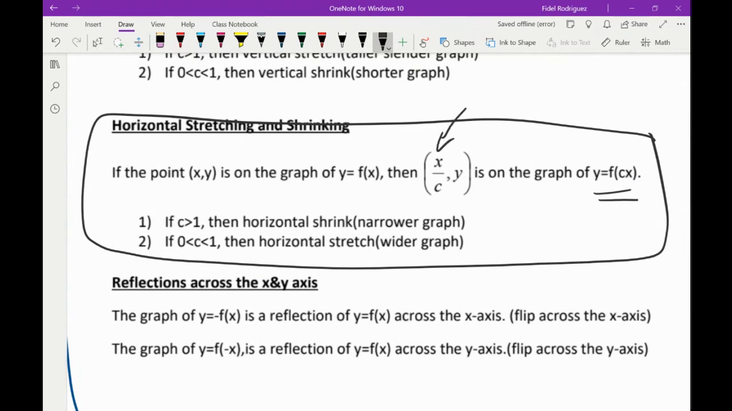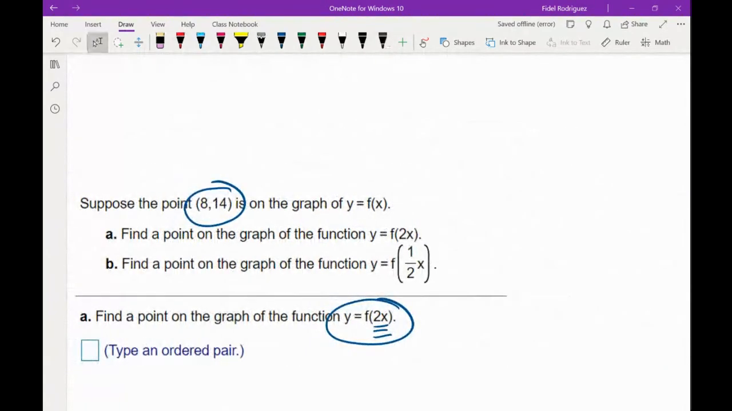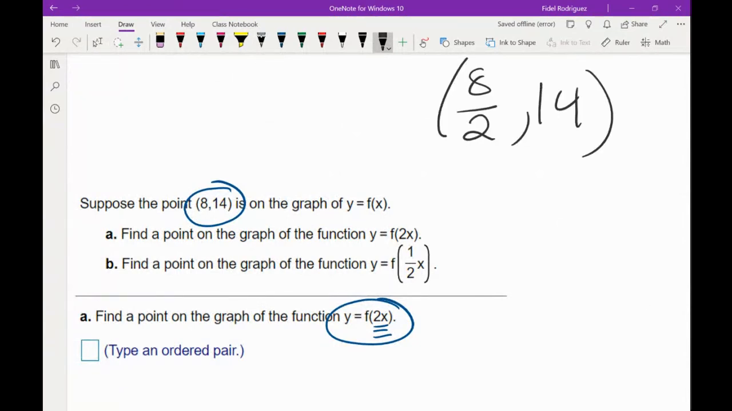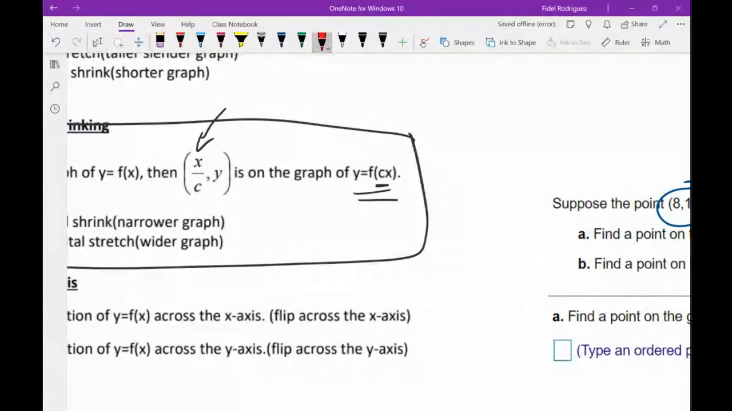Look what it's telling me to do. It's telling me to take the x number and divide it by whatever that number c is. So I'm going to come to my problem, and I'm going to say, look, let's take the x number, which is 8, and we're going to divide it by 2. The y number, y'all, is not going to change. How do I know that? Look what I'm doing. I'm taking the x number and I'm dividing it by whatever that number c is, right?